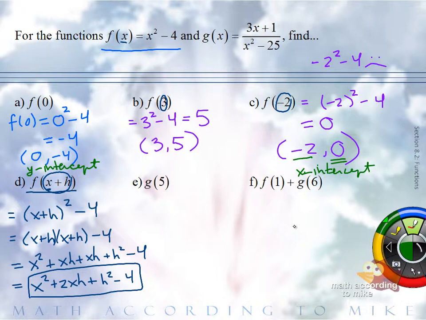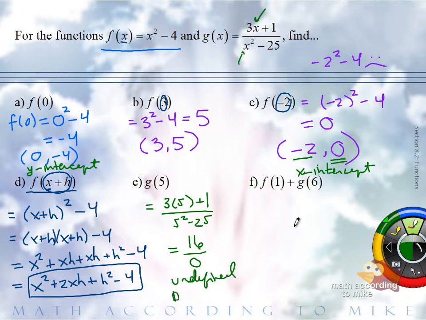E. g of 5. Well, now since it's g of 5, that means we put the number 5 in for these x's, because that's the function g. So we'd have 3 times 5 plus 1 over 5 squared minus 25. What is 3 times 5 plus 1? 16 over 5 squared minus 25? What is 16 divided by 0? Undefined. Does not exist. You can't do it.